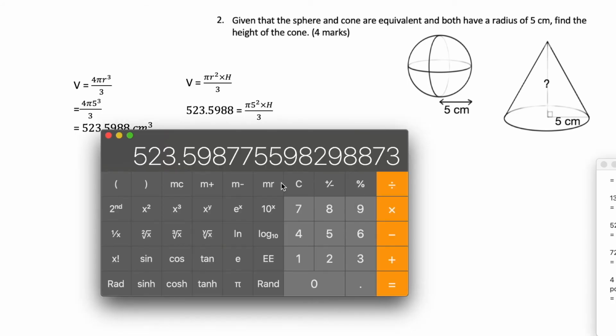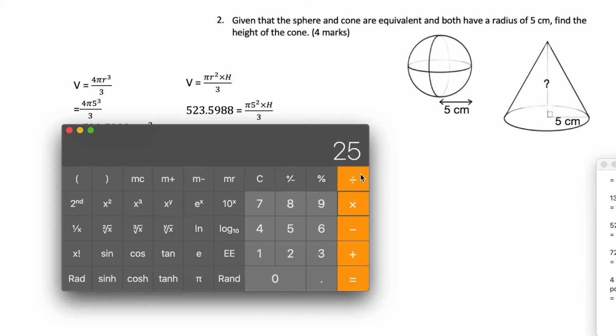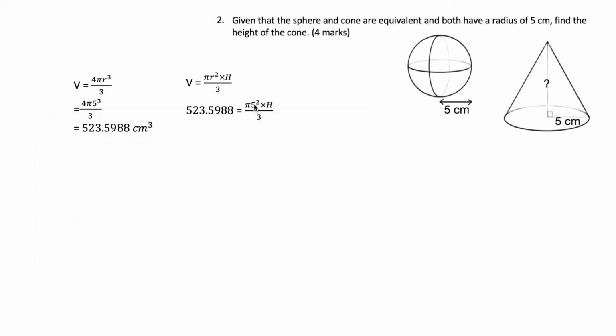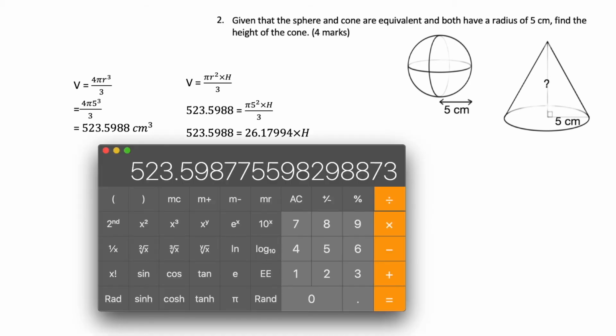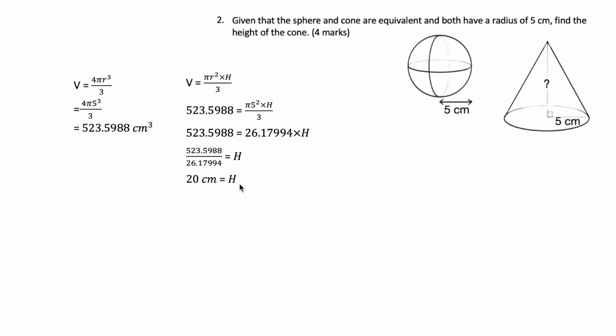I keep that number in my calculator, and we have pi times 5 squared, which is 25, and then divide that by 3. Divided by 3 gives us 26.1799. Replace the pi times 5 squared divided by 3 with 26.17994 times the height. To get the height all alone, I'm going to divide both sides by 26.17994. That number divided by, paste that, equals 20. The height is 20.